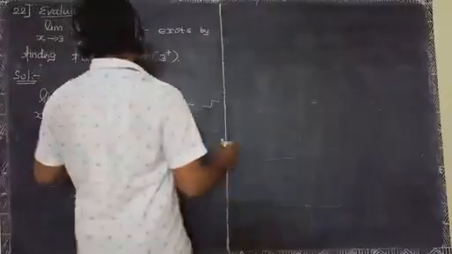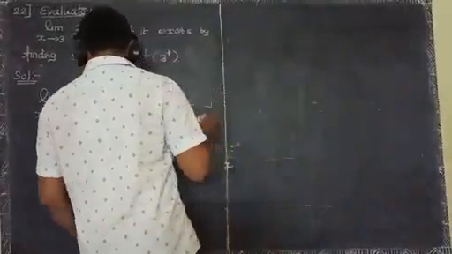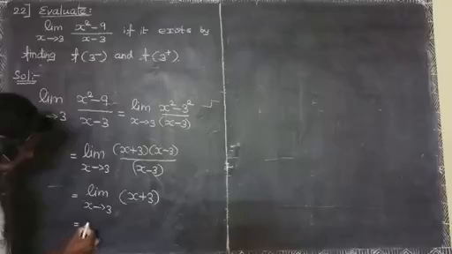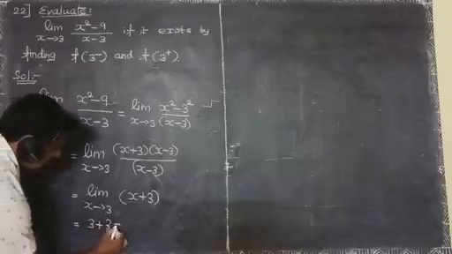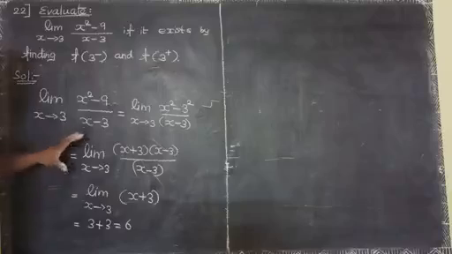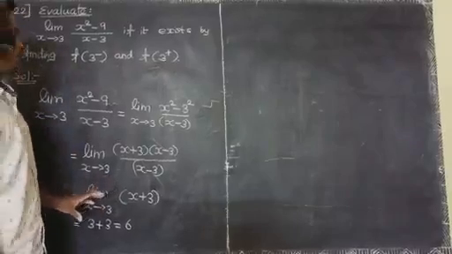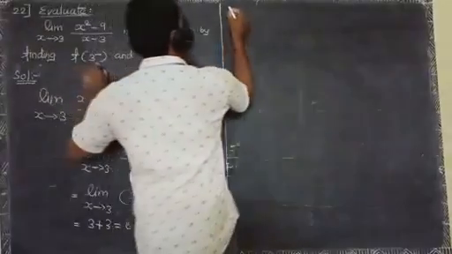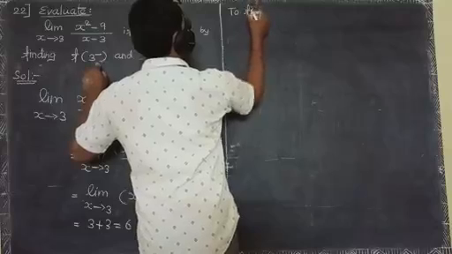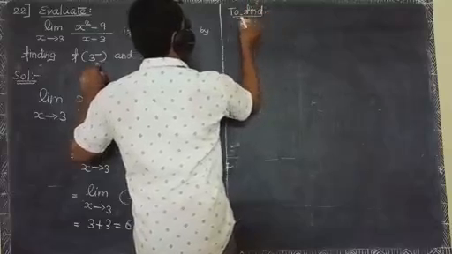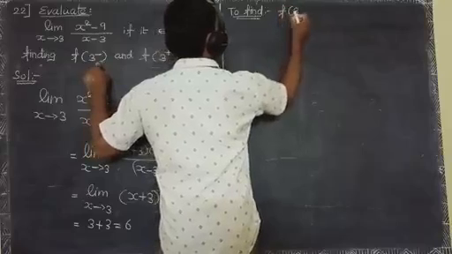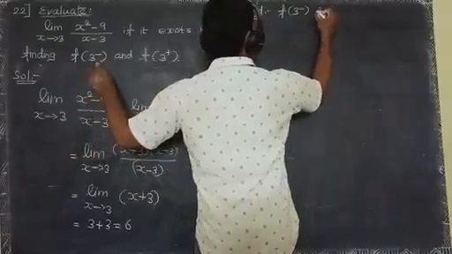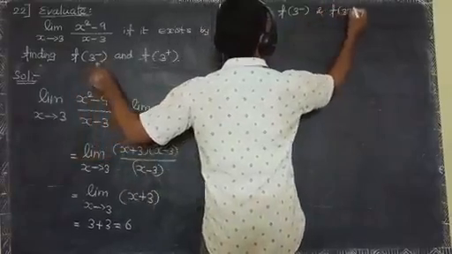Here, substitute x equal to 3, that is 3 plus 3, which is equal to 6. The limit exists. Now find f(3-) and f(3+).